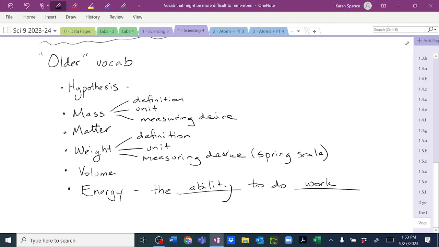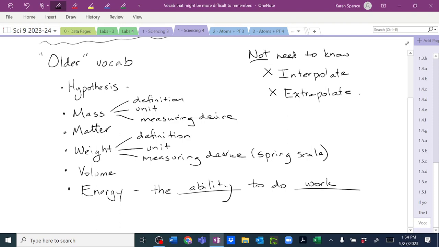All right, let's see. Are there any others from there? Oh, what are the 2 words you do not need to know that are on this list? Yeah, we do not need to know interpolate. We will get to that by Friday, but we won't get to it today. And extrapolate. Interpolate, extrapolate. You do not need to know those. Not for the quiz tomorrow.